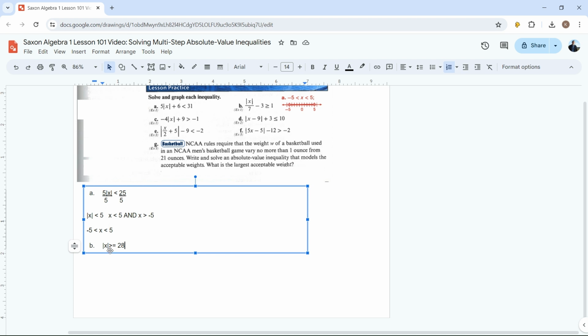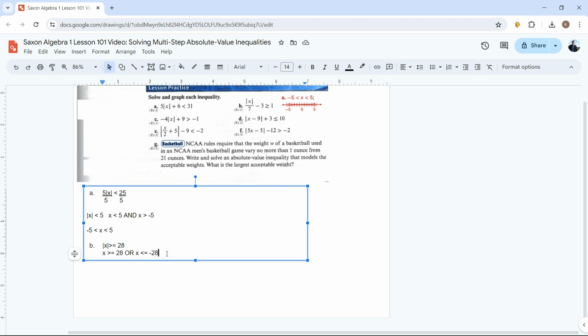All right, now this is a greater than. An absolute value is greater than. I need to get rid of the absolute value symbol. Greater than has an R in it, and that reminds me that it's an OR statement. So I've got x is greater than or equal to 28, or x is less than or equal to negative 28. Notice the pattern. X is greater than or equal to 28. I just rewrote this without the absolute value symbol. And then I flip the sign for the second part. X is less than or equal to, and then I make it negative 28.